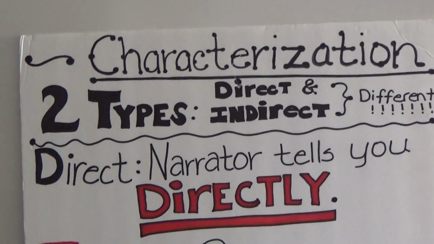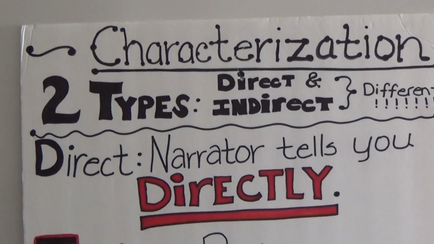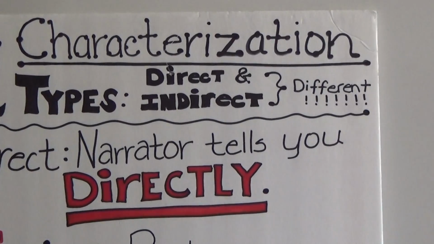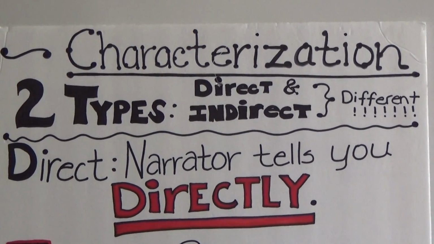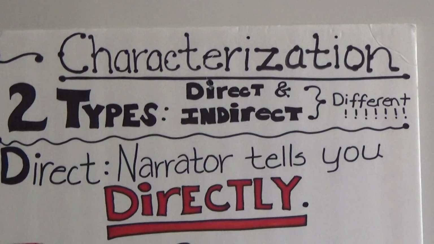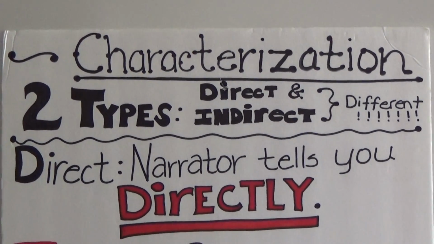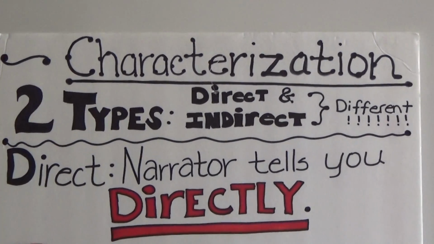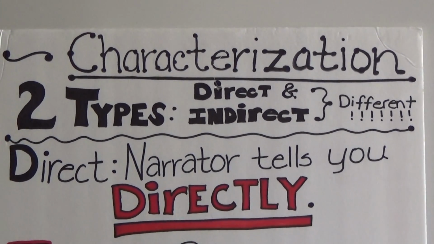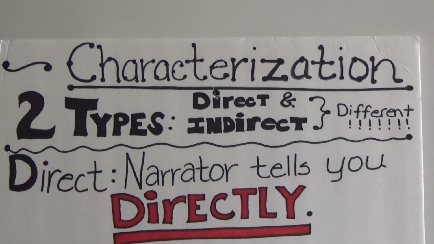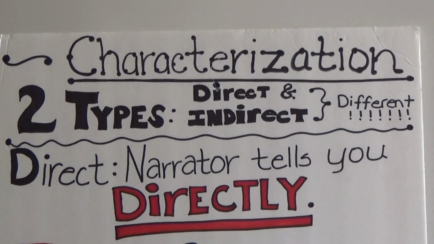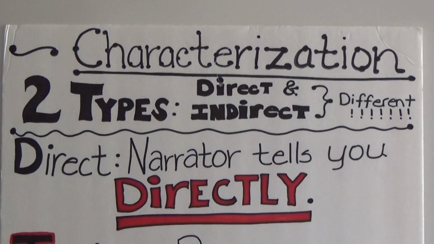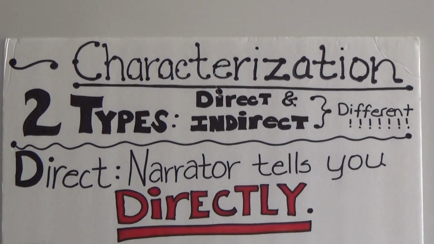With direct characterization, the narrator tells you directly about the character, meaning that there is a sentence that you can point to in the writing to prove your point. If a narrator or an author is using direct characterization, they tell you directly about the character, meaning her eyes were blue like the ocean, or her hair was dark like the night. That means that she has dark hair and the narrator has told you directly about the character.